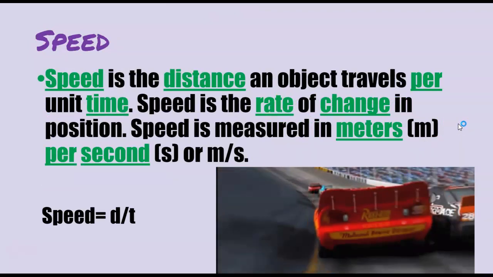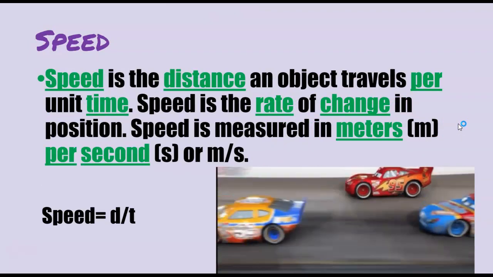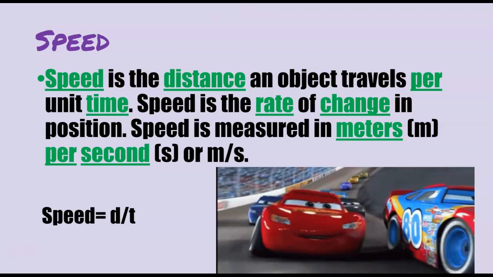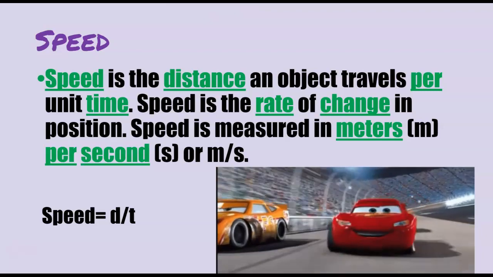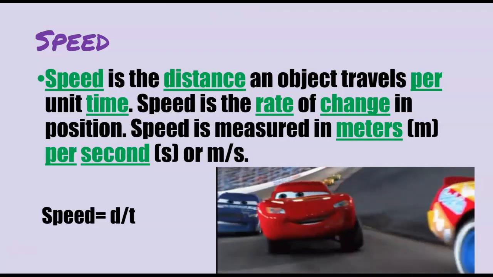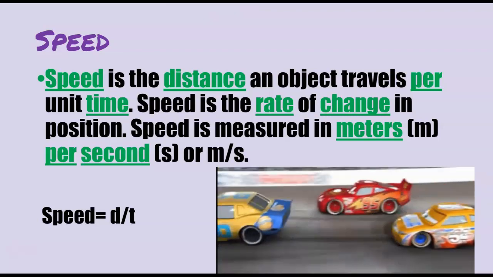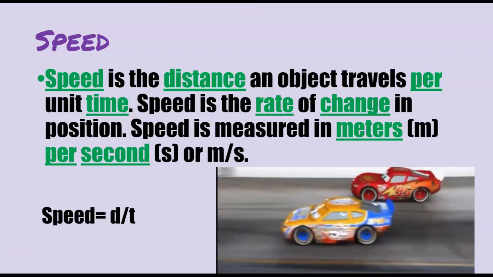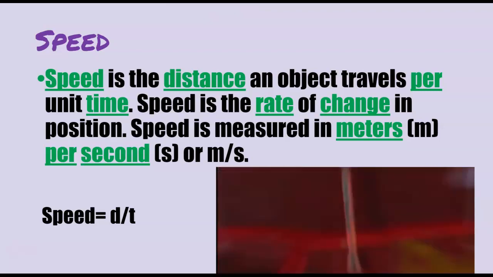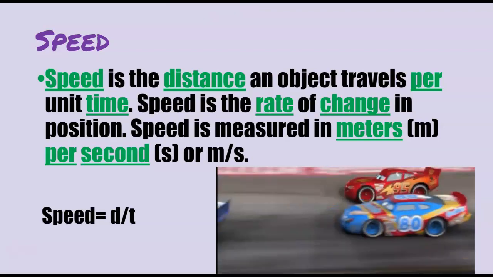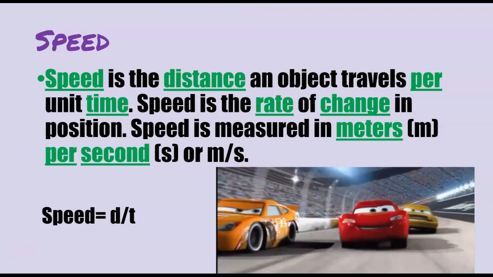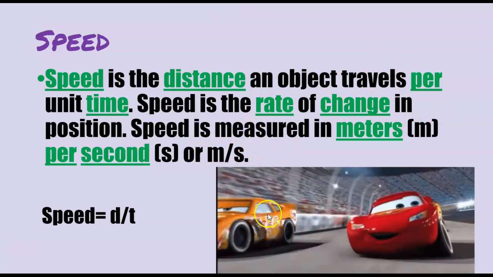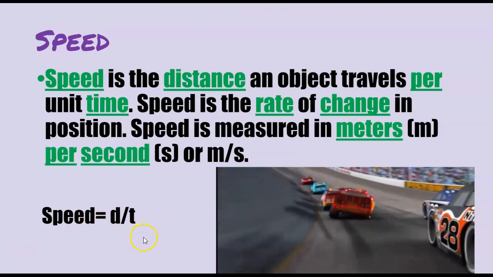All right, so what we're really going to look at today is speed. Speed is the distance an object travels per unit of time. It is also known as the rate of change in position, how fast you are moving your position. Speed is measured in meters, which can be kilometers, centimeters, millimeters, per second, hour, minute, or day. So typically you're going to see something like this, m over s. All right, so speed in general, speed equals d over t.